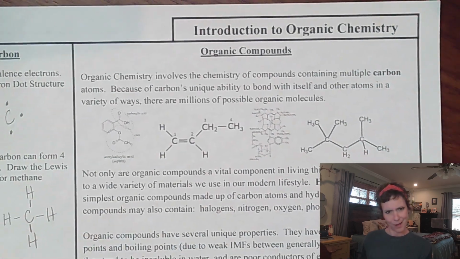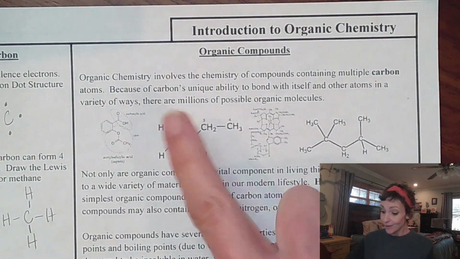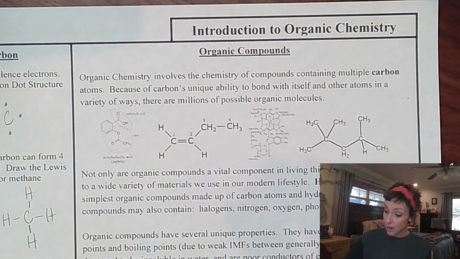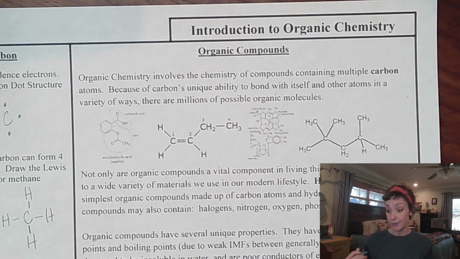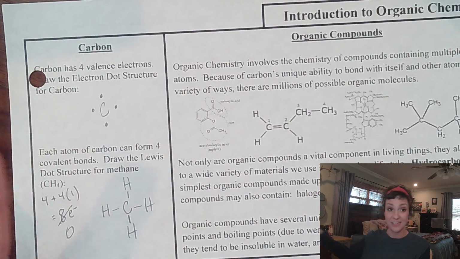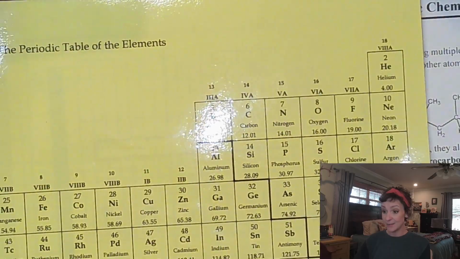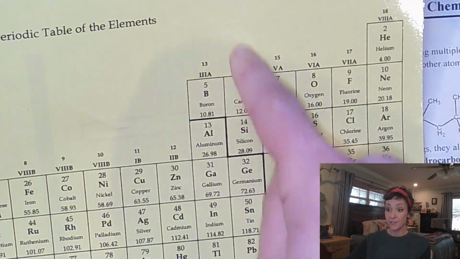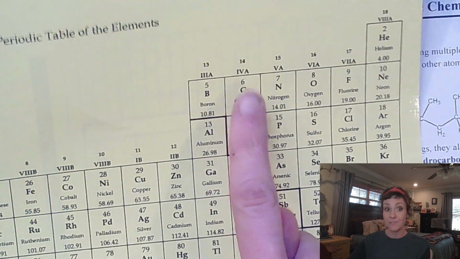Okay, so let's talk about organic compounds. Oh my goodness. Organic chemistry involves the chemistry of compounds containing multiple carbon atoms. Because of carbon's unique ability to bond with itself and with other atoms in a variety of different ways, there are millions of possible organic molecules. So here's the beauty of carbon having 4 valence electrons. Not very many atoms on the periodic table do a lot of covalent bonding when they have 4 valence electrons.